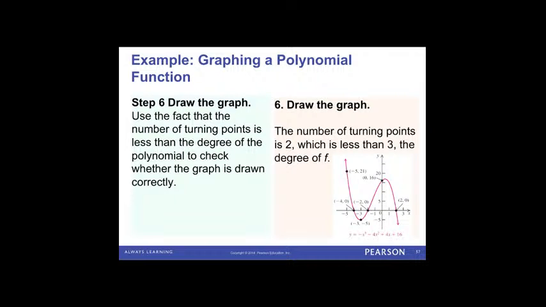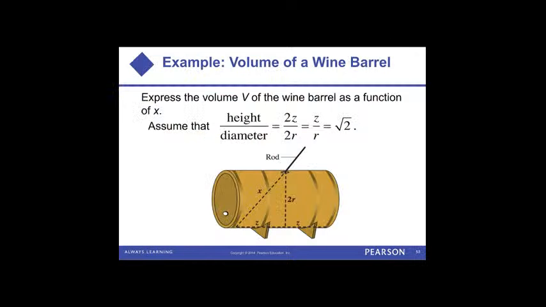We have just enough time for one more example, which is this one. Let me give myself some space. I need to add a page. Okay, so it says, express the volume. This was a little intense. Express the volume of the wine barrel as a function of x. We're given that the height of the barrel divided by the diameter is z over r equals the square root of 2, right? So we want to use this image and express the volume as a function of x.